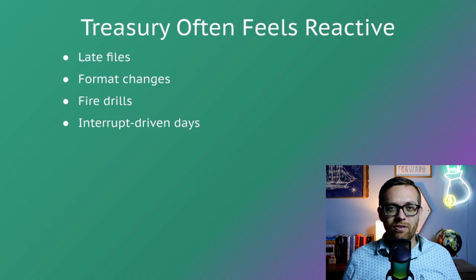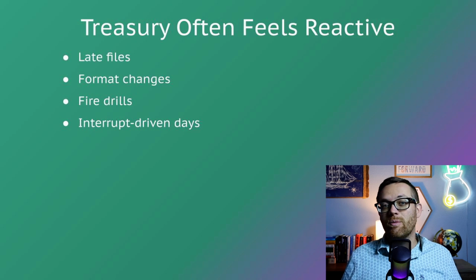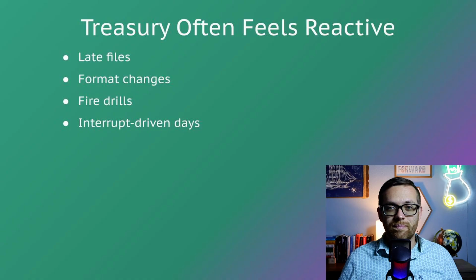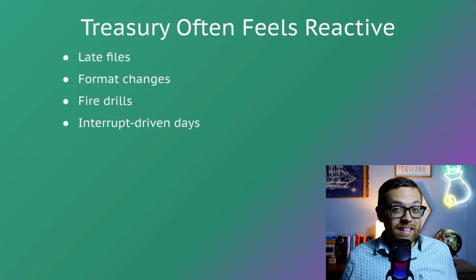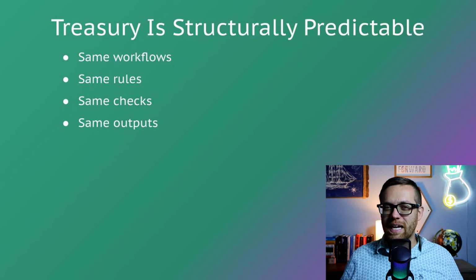If you work in Treasury, your day probably feels reactive because you don't control when bank files arrive. You don't control when someone suddenly wants a cash update. And you definitely don't control when leadership asks, are we good on liquidity today? So it feels chaotic. But that chaos is mostly about timing, not structure. Underneath the timing noise, Treasury work is extremely predictable.